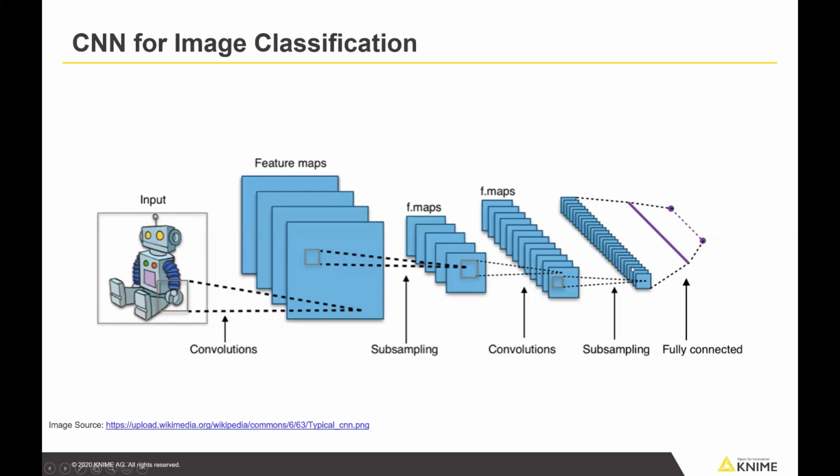After we are done with these feature extraction stages, we usually append some fully connected layers, so basically a multi-layer perceptron. And in the end, we have the output layer with as many neurons as we have classes for our task.